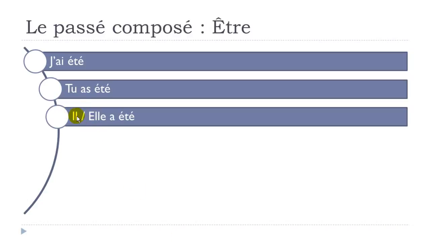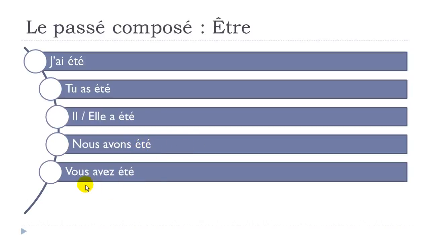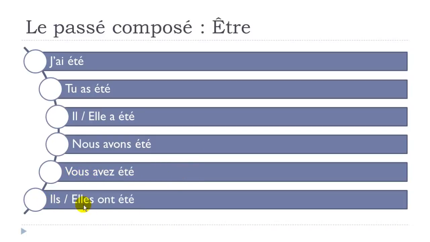So masculine form here: il a été. Feminine form: elle a été. And then here, we'll make some liaison. Nous avons été. Vous avez été. Ils ont été. Okay, so you make the little liaison here as well, between the n and été, with the t. Ont été. Ils ont été.